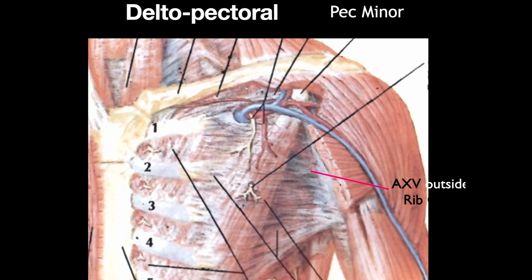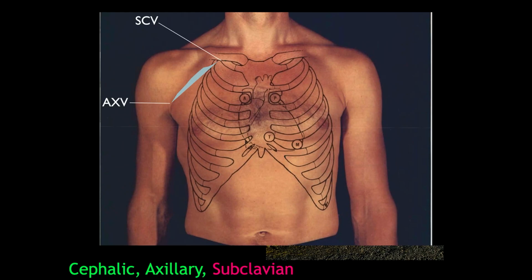So here's another patient. You can see the cephalic vein coming up very superficial, and it joins in here, and you can see the basilic vein coming up under the pectoralis minor muscle, and they'll join up. And the dividing line is the axillary vein becomes a subclavian at the lateral border of the first rib.